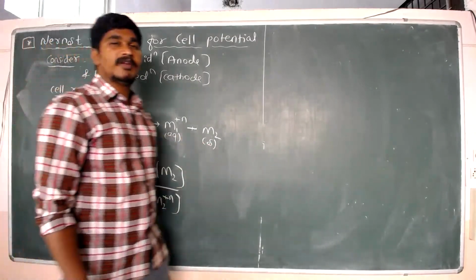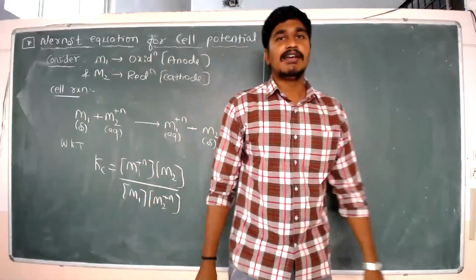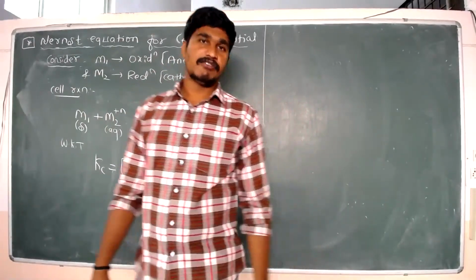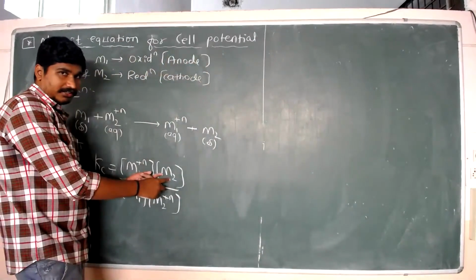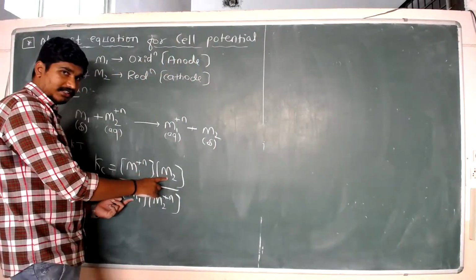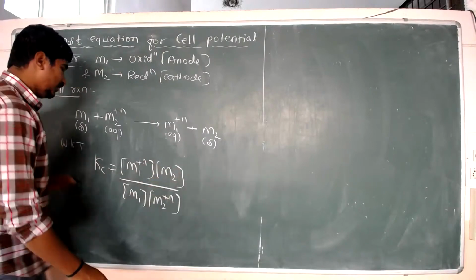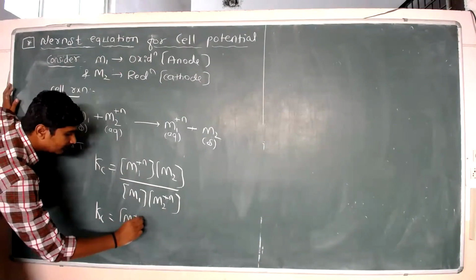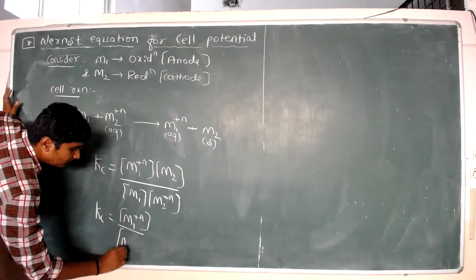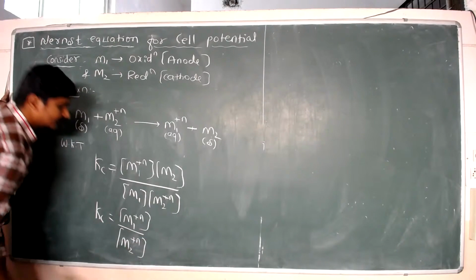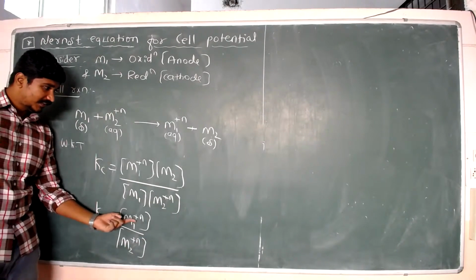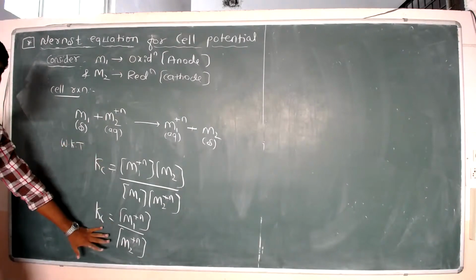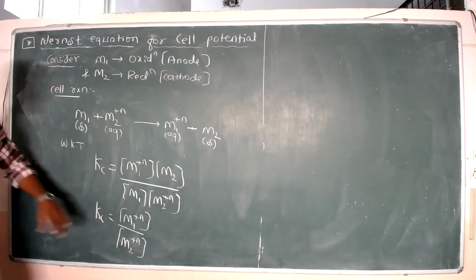For solids, what will be the concentration? 1, because concentration depends upon the density, and the density of solids remains the same. Therefore the concentration of the metal solids M1 and M2 is equal to 1, unity. So Kc is equal to M1 to the power plus n divided by M2 to the power plus n. These are the Kc values.